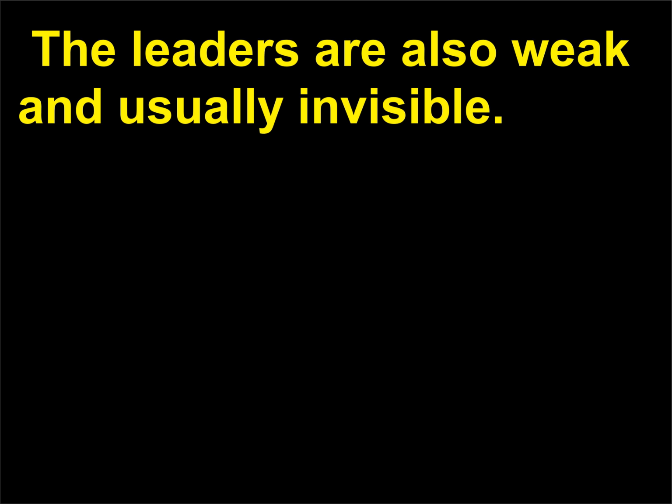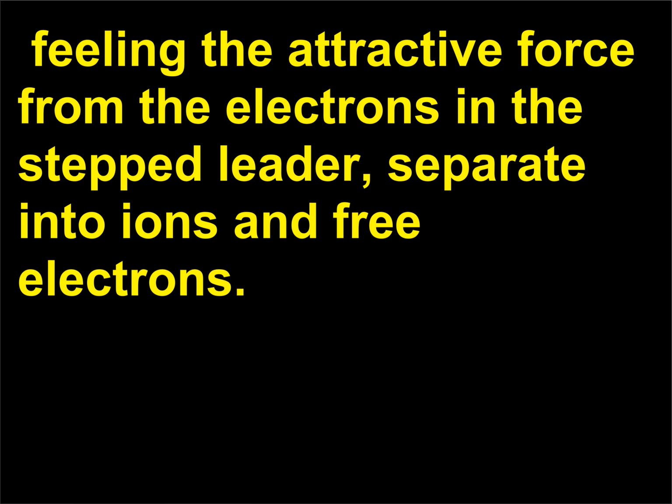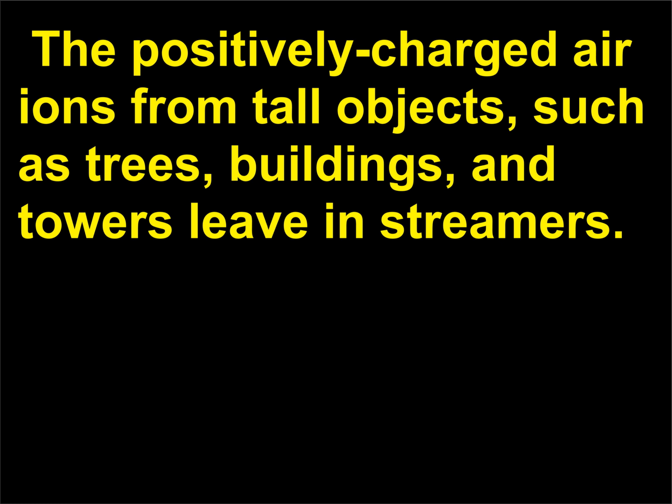The leaders are also weak and usually invisible. The atoms in the air near the ground, feeling the attractive force from the electrons in the stepped leader, separate into ions and free electrons. The positively charged air ions from tall objects, such as trees, buildings, and towers, leave in streamers.